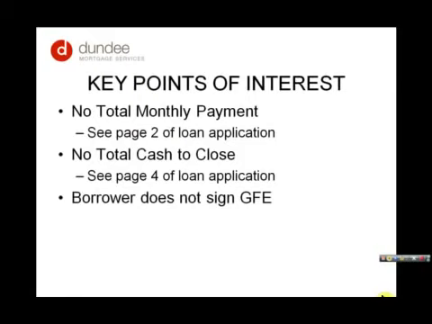I want to highlight 3 key items. There will be no total monthly payment displayed on the new good faith. You'll find that on page 2 of the loan application. No total cash to close. You'll find that on page 4 of the loan application. And the borrower does not sign this new good faith estimate. The government did not want the consumer to perceive this as a contract, so no signature is required.